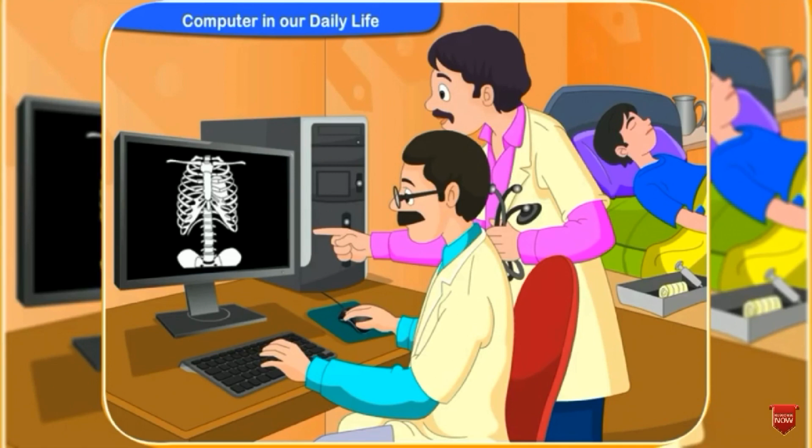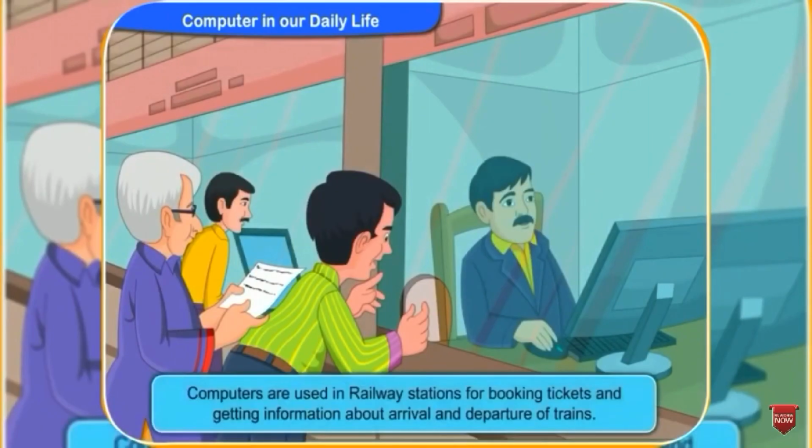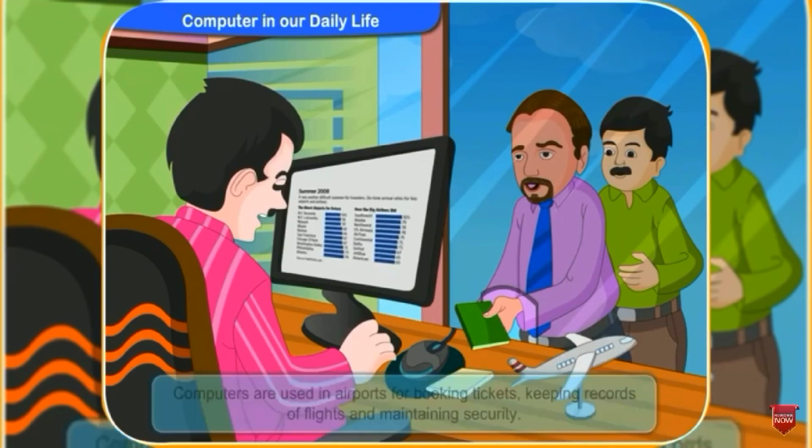Computers are used in many ways in the hospital. Computers help in diagnosing patients' disease, making bills and keeping records of patients and medicine. It also helps doctors in the operation theatre. Computers are used in railway stations for booking tickets and getting information about arrival and departure of trains. Computers are used in airports for booking tickets, keeping records of flights, and maintaining security.